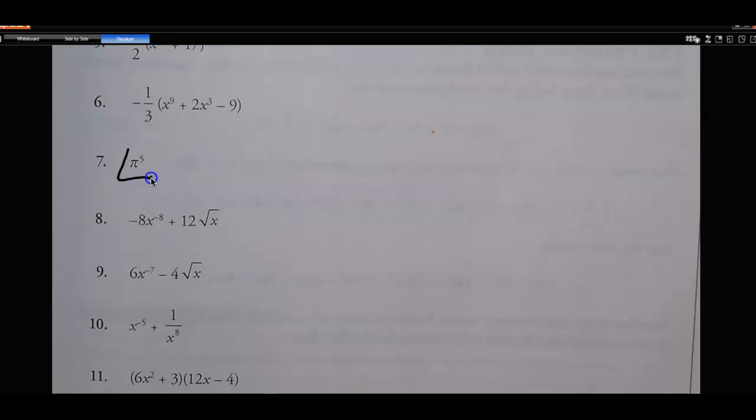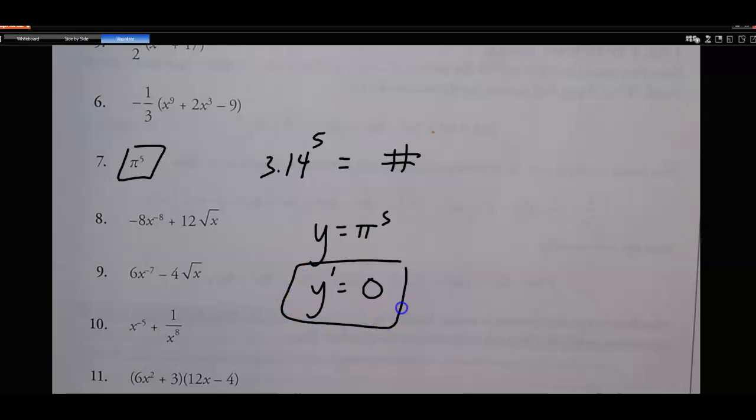This one's funny. You guys got to understand that pi is a number. And when you take a number and you raise it to a power, guess what you get? You just get a number. And when you take the derivative of a number, the answer is 0. So if I were to tell you guys that y equals pi to the 5th power, then y prime is just 0. So you got to be careful there.